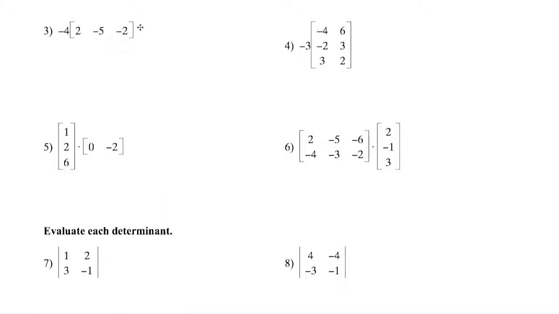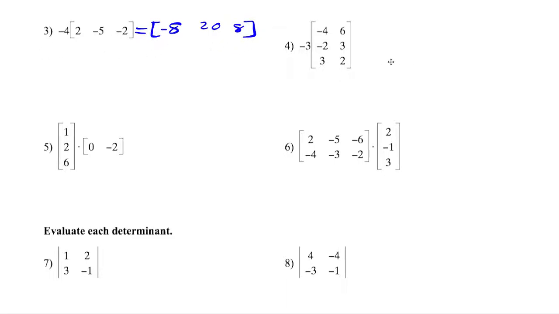Next up, this is called scalar multiplication. And so what we do is basically distribute. A scalar is just some number, and when we have scalar multiplication, we multiply that number times each value in the matrix. So if we have 2, negative 5, negative 2, we distribute in this negative 4. So this becomes negative 8, 20, 8.